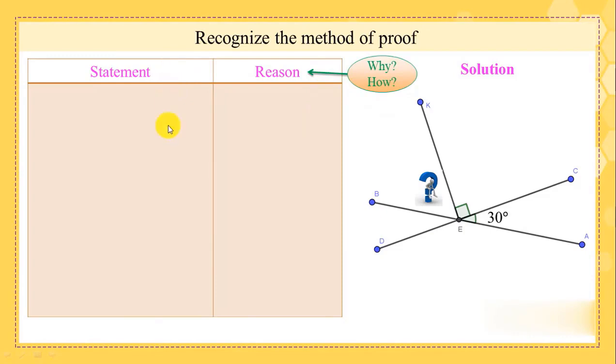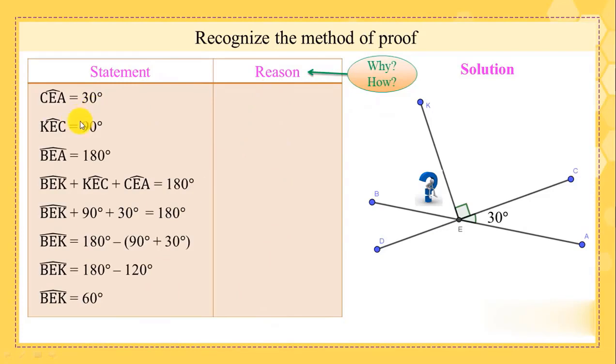We will write each statement here and in front of it, its reason. CEA equal 30 degrees and KEC equal 90 degrees are given. Remark that in every proof we have to state at the beginning all the given before we start making the proof. As we said before, BA equal 180 degrees, a straight angle.